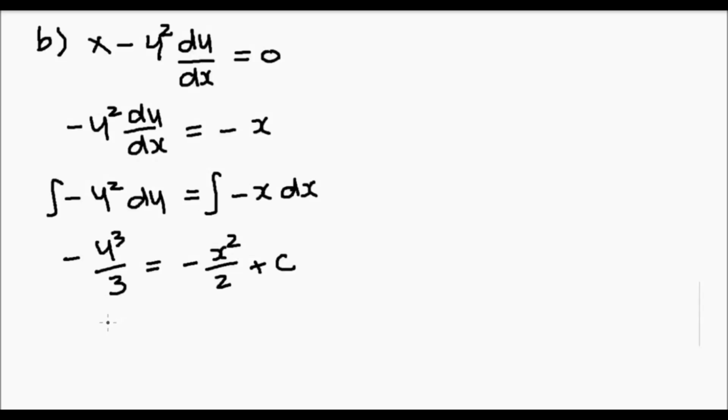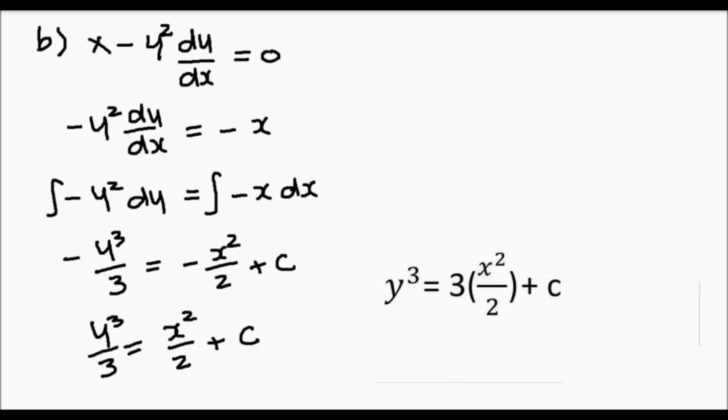You can go ahead and try the next step, which is to get rid of the negative sign. You have to shift both of them, which will give you positive y cubed over 3 equals x squared over 2 plus c. We can simplify this equation by moving the 3 underneath the y cubed to the right hand side as well, which will give you y cubed equals 3 times x squared over 2.